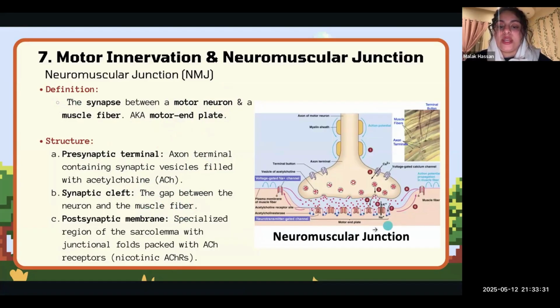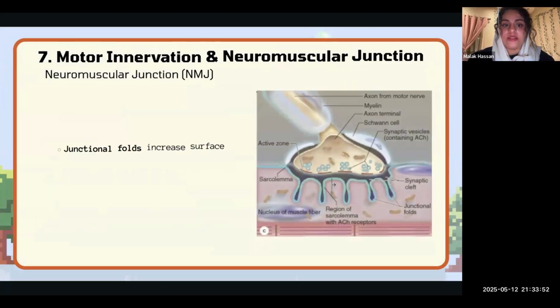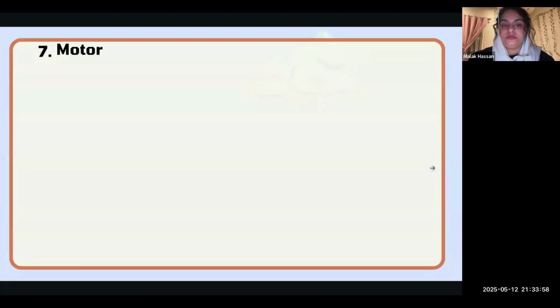And then you have the postsynaptic membrane, which is the region of the sarcolemma, or the cell membrane of the muscle fiber, that has the junctional folds, okay, that are packed with acetylcholine receptors. Okay, so what's going to happen is that your junctional folds are here to increase the surface area for the receptors.